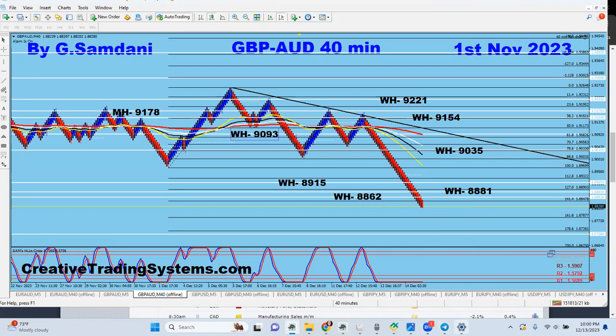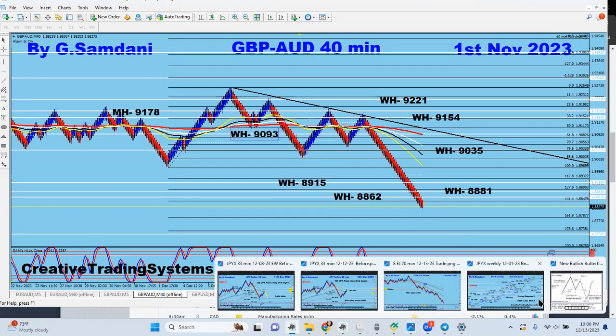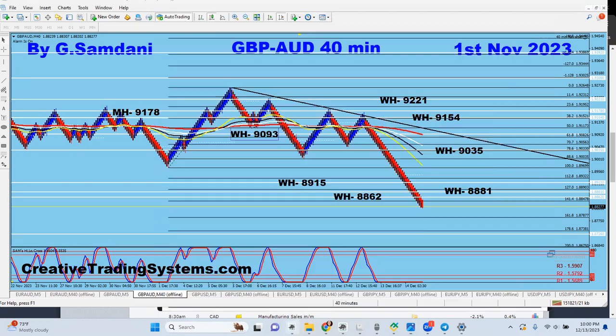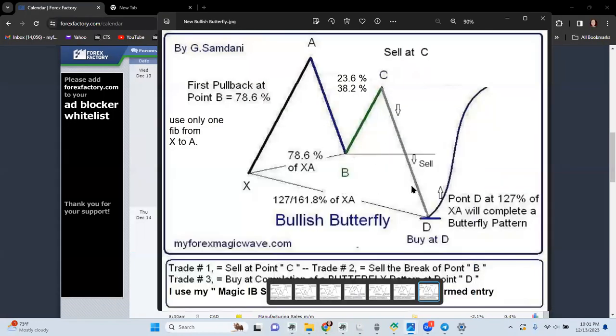But what it is, it's called a butterfly pattern, harmonic pattern butterfly: XA 78%, point B pullback. Then point C is around 38 or 23% or in between, which is exactly what we have here, right? This point here, see, this is 38 and this is 23. It's in between that, and all the way down here. And that's how it's supposed to be coming down all the way.